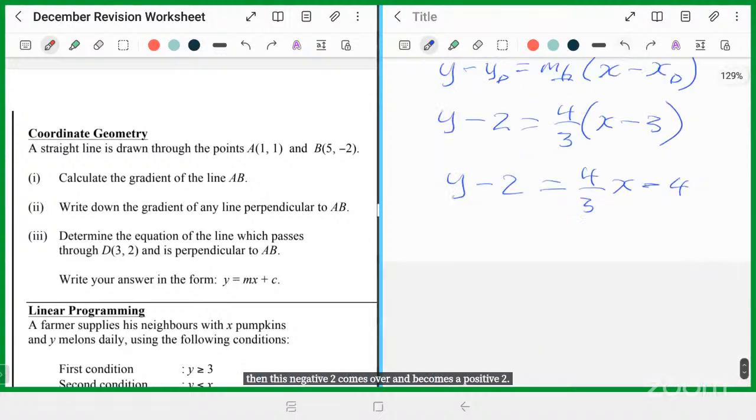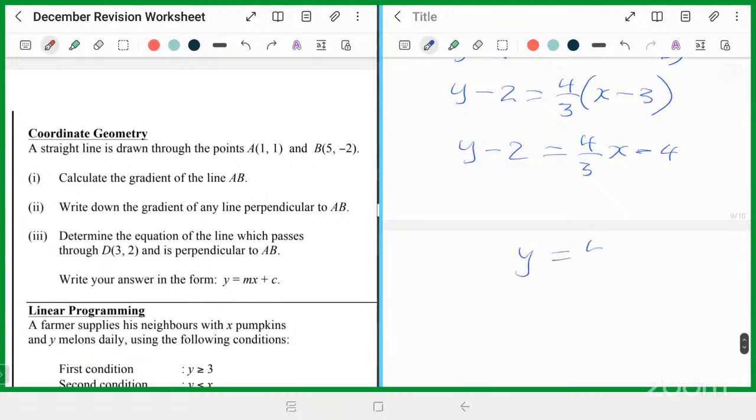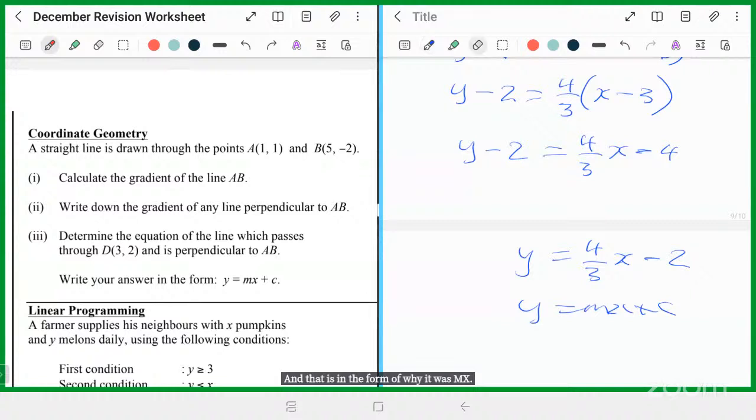Then this -2 comes over and becomes a +2. And so the equation becomes y equals 4/3x minus 2. And that is in the form y equals mx plus c, right? That is it. So that is the answer right there.